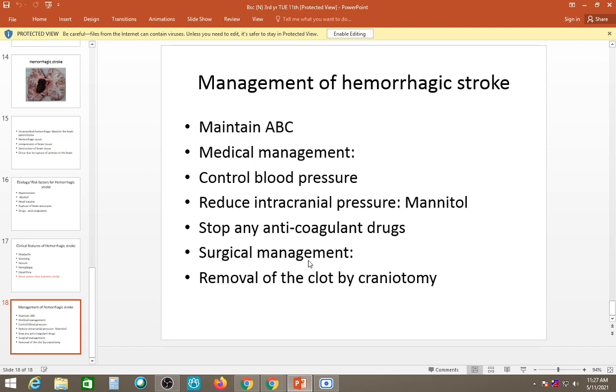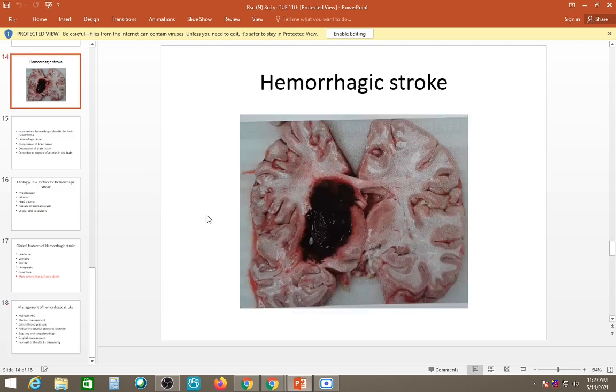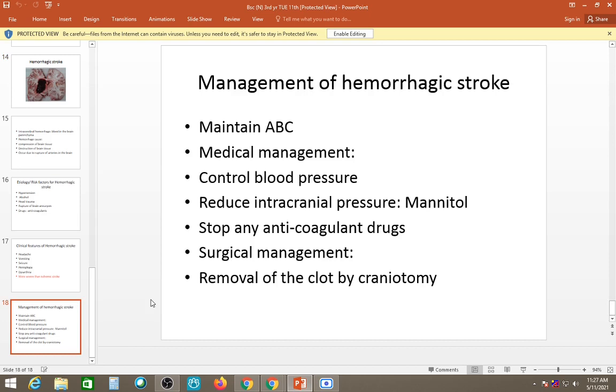And surgical management is the neurosurgeon has to open the skull by craniotomy and remove the blood clot by surgical means. The blood clot that is there, they have to open the skull by craniotomy, then approach this and suck out the blood and remove this blood clot inside the brain surgically, right? So that is the surgical removal of the blood clot. So this was about hemorrhagic stroke.